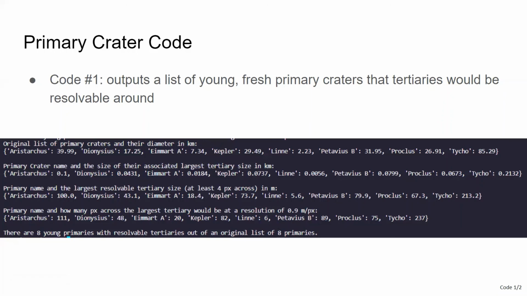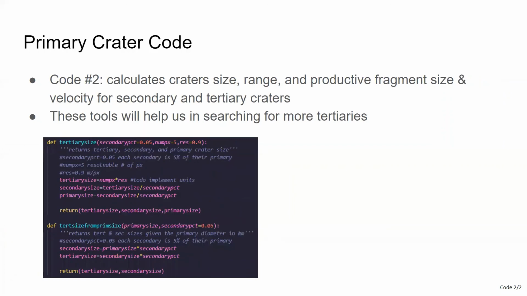I also wrote another code that's basically just a bunch of functions that calculate the crater size, the range, the productive fragment size, and velocity for secondaries and tertiaries. So you can put in a primary and it will output these things. And these tools help us in searching for more tertiaries.